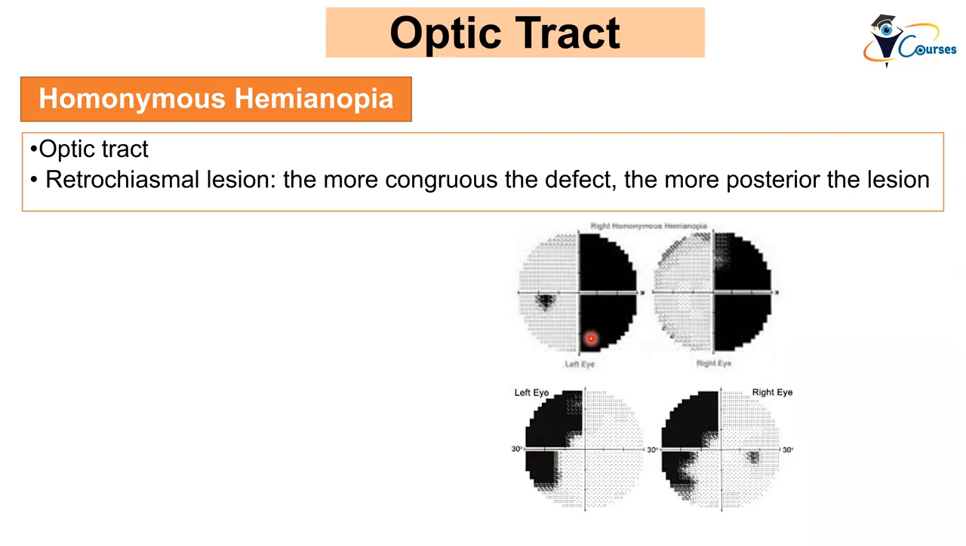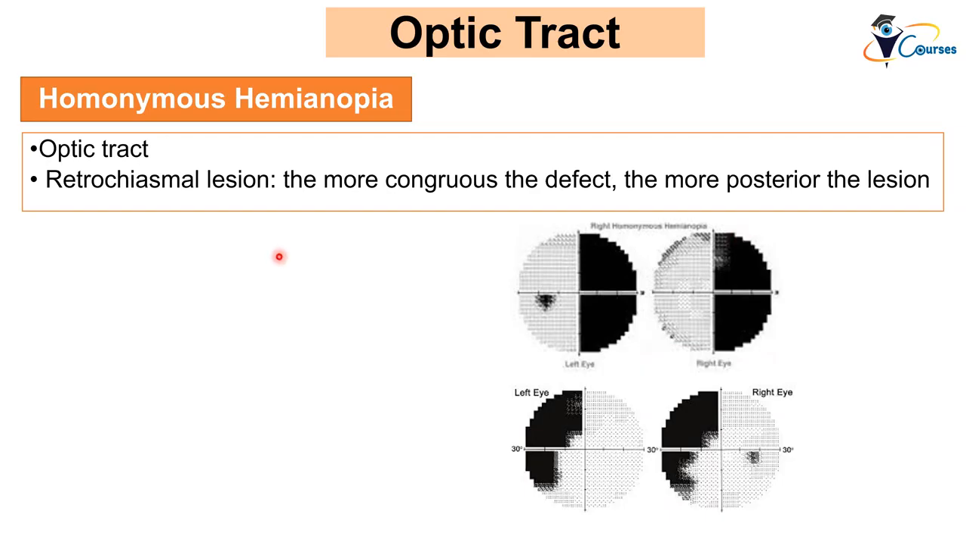Right, or contralateral. Homonymous means that it is on the same side in both eyes. Hemianopia means hemi is half, opia is vision. So they have hemifield visual field defects involving both eyes to the right side, and they will respect the midline.